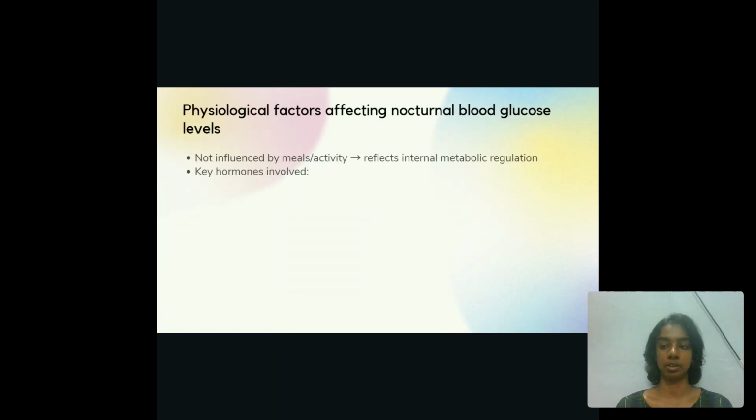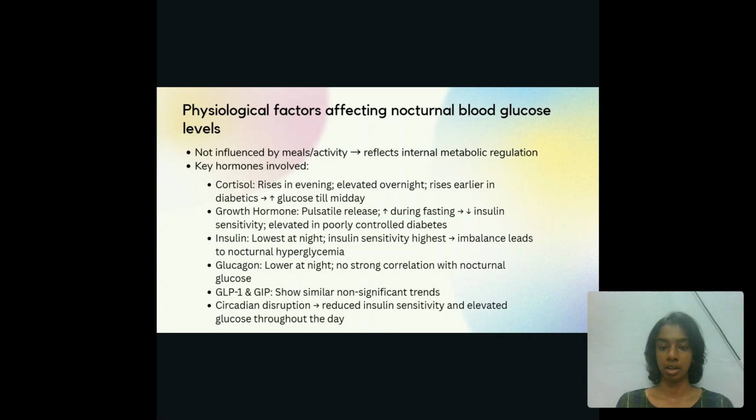Let's move on to the physiological factors in nocturnal blood glucose levels. This is something that is usually not influenced by meals and activity because there is some amount of baseline homeostasis, or internal metabolic regulation, going on. The key hormones involved in the day-to-day regulation of glucose levels include cortisol, growth hormone, insulin, glucagon, GLP-1, and GIP, and sometimes it also changes due to circadian disruption. The disruption in the cycles can cause elevated nocturnal glucose levels, and as I mentioned earlier, that is something we aim to reduce.